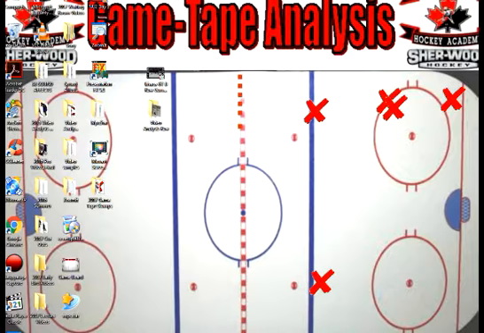But we don't want to get too deep, I'd say about the top of the circle, and then we're going to have that third guy right about here in the high slot. So he's kind of gauging which way that puck goes, but we never want to get on a one-man forecheck that second guy much lower than the top of the circle.